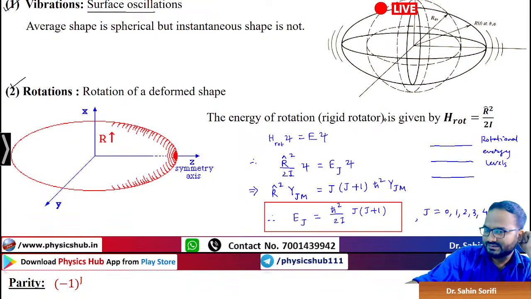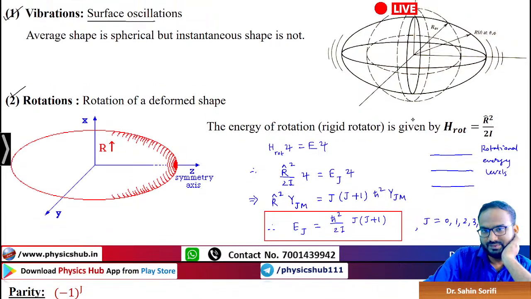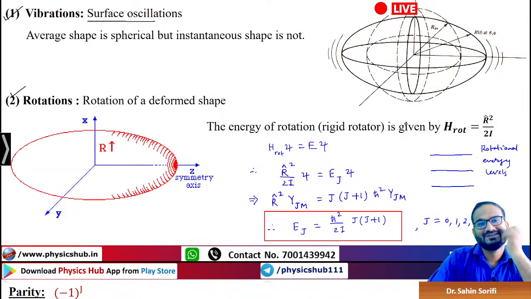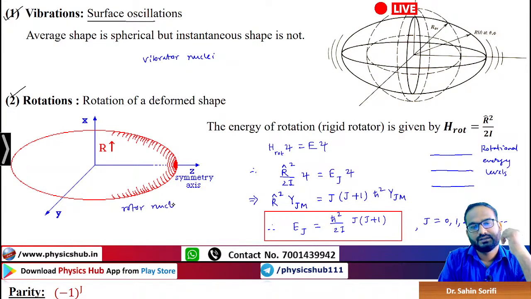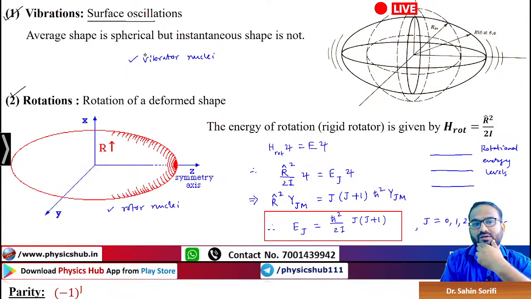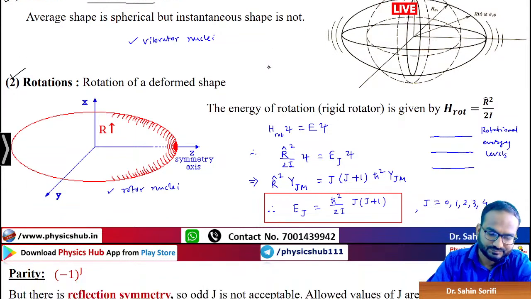Actually I had a dissertation paper on nuclear physics, so I know there exist some vibrator nuclei and there exist some rotor nuclei. I have also dealt with some experimental results on which nuclei act as vibrator nuclei and which nuclei act as rotor nuclei. So this prolate and oblate structure you will get to see in the rotor nuclei, not in vibrator nuclei. Clear? Is everything clear?